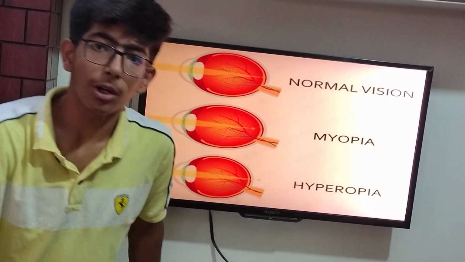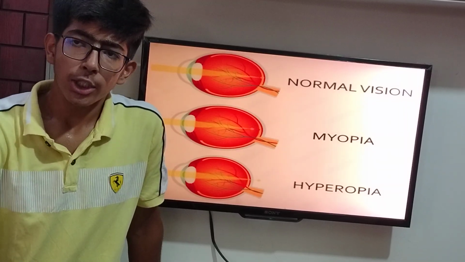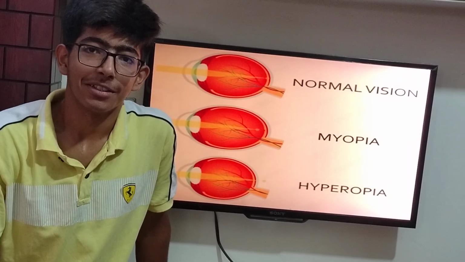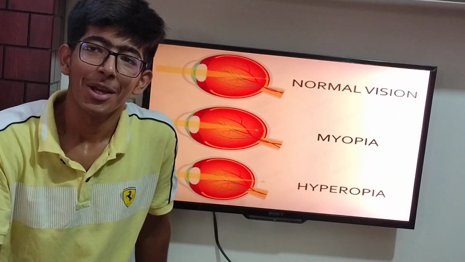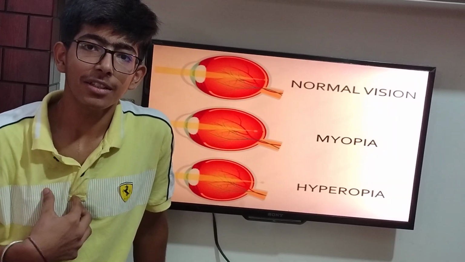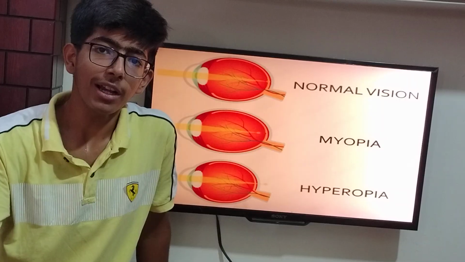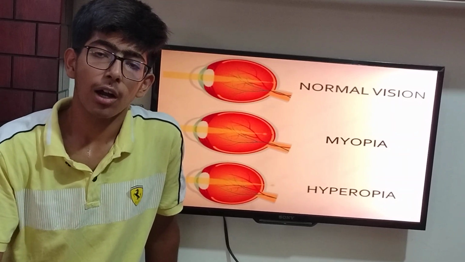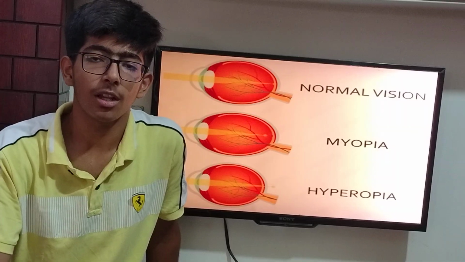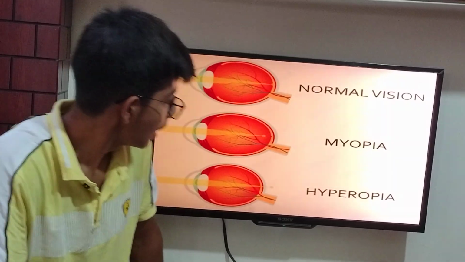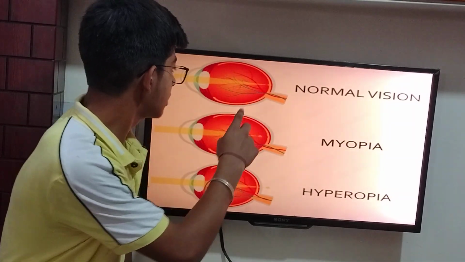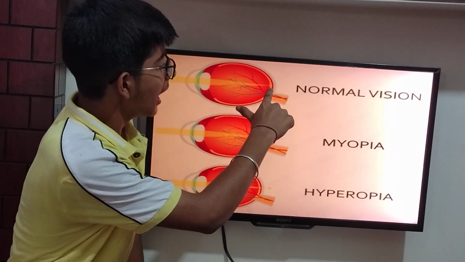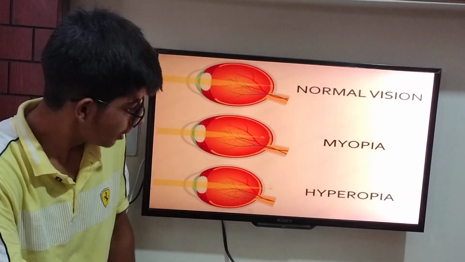Now we are going to talk about the defects in our eye. You have seen some people like me. I wear spectacles. Why we wear spectacles? Because I can't see distant objects. Some people can't see objects which are near to them. So how do these defects happen in our eye and how are these cured? So this is our normal vision. Light enters, convex lens converges, and we can see a crystal clear image.